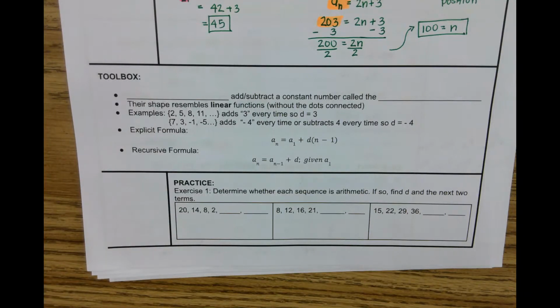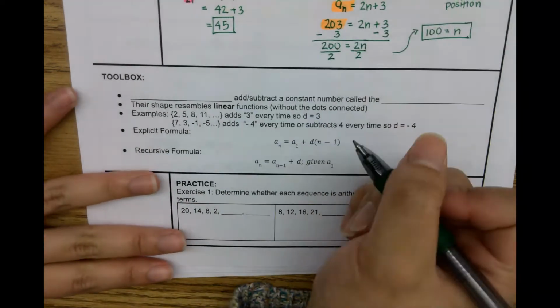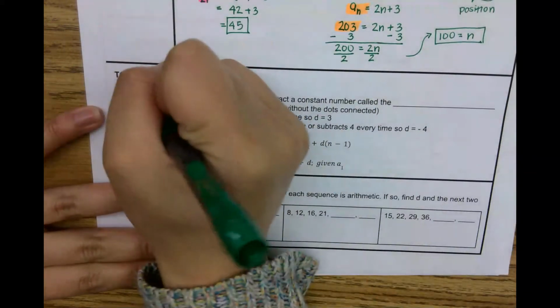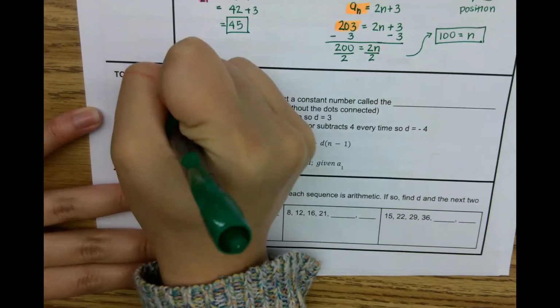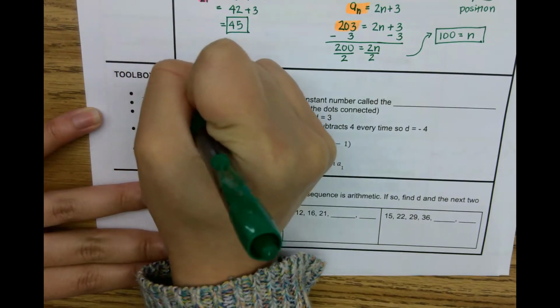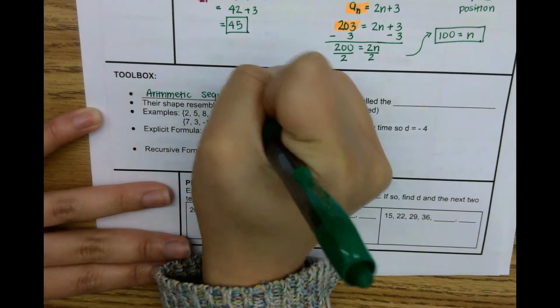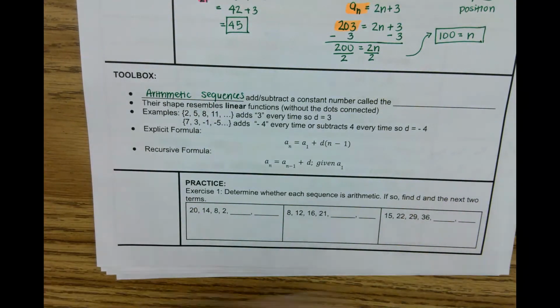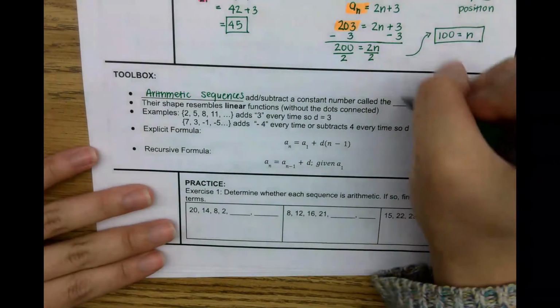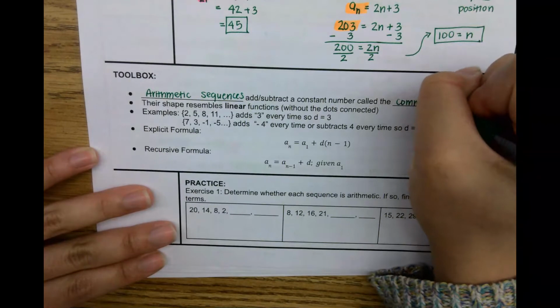Hi guys, so today we are continuing on sequences, and this time we are talking about one type of sequence we have, which is our arithmetic sequences. Okay, so let's start off with our toolbox. So arithmetic sequences, what they do is they add or subtract a constant number, and this is known as the common difference.